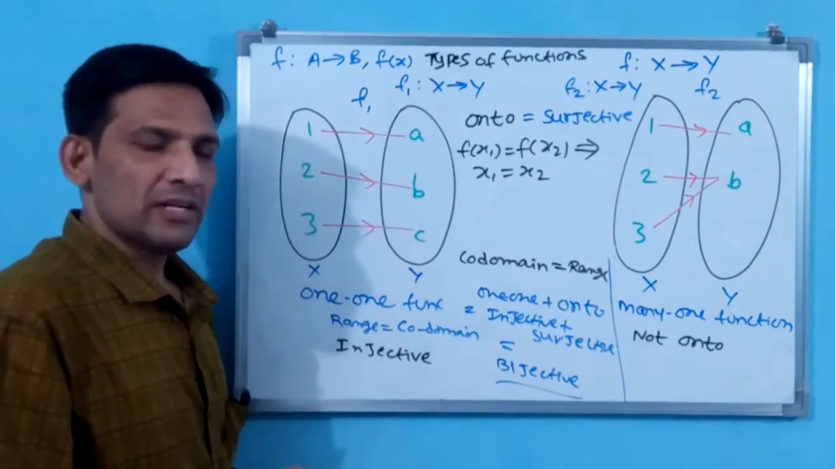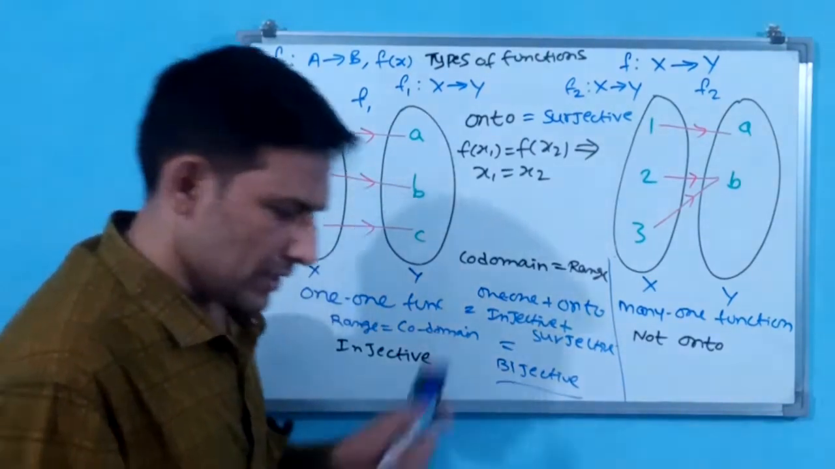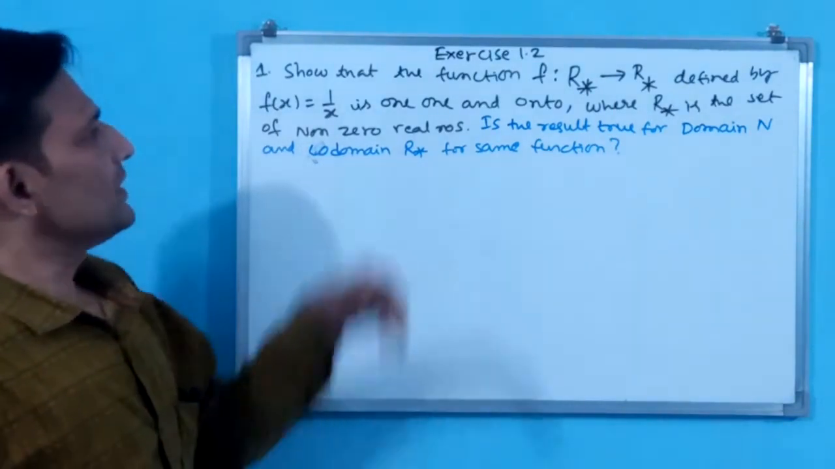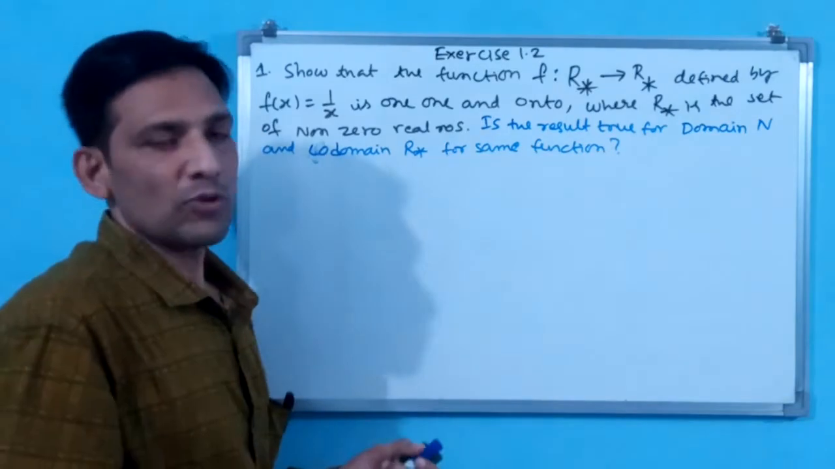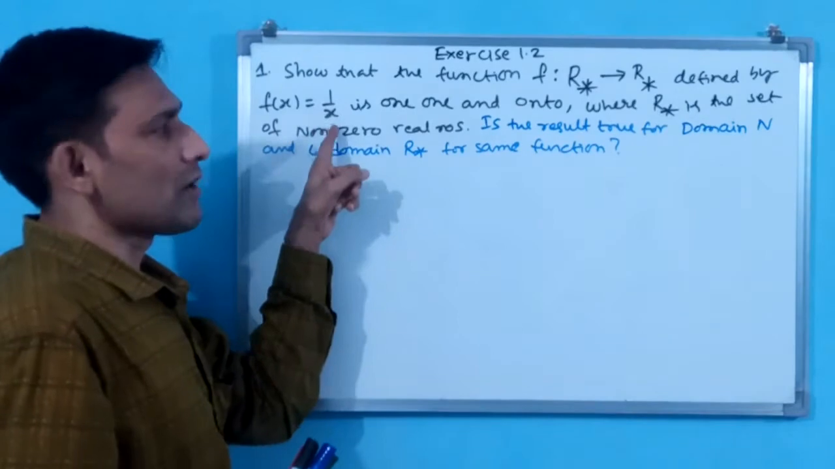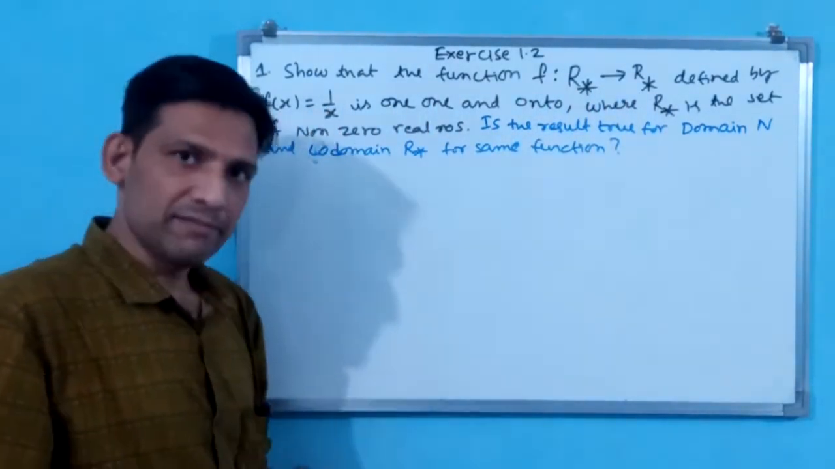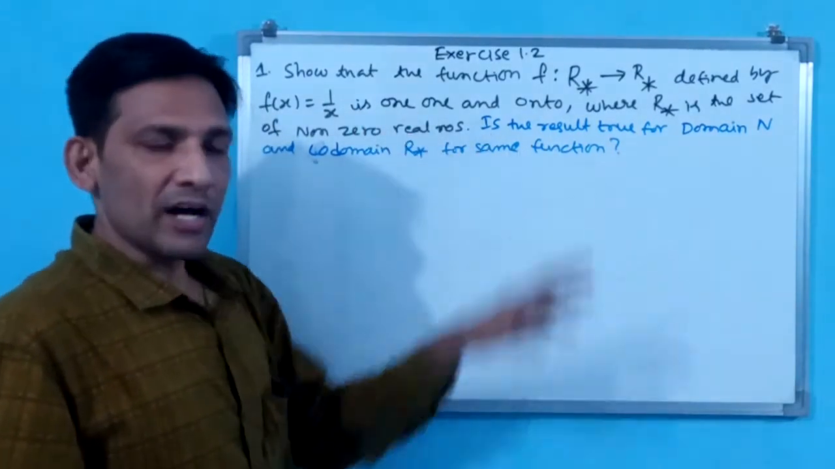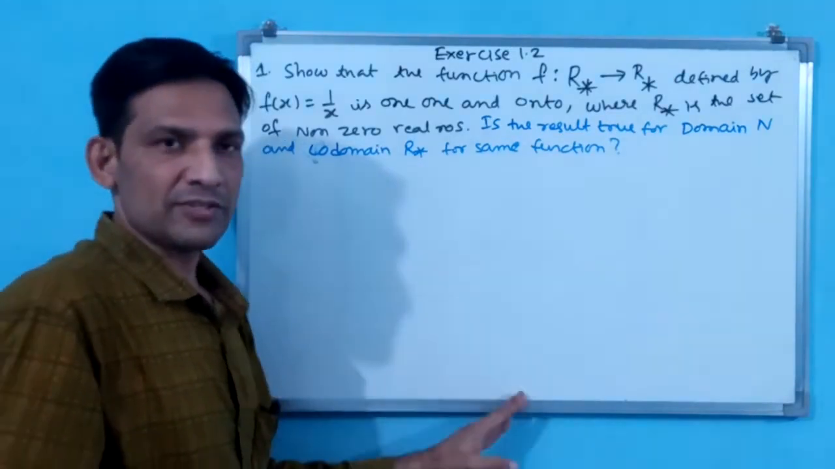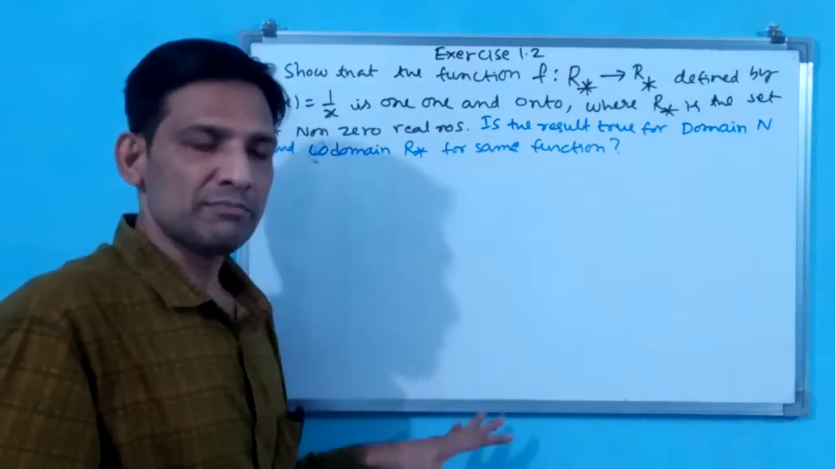We do questions, then you are going to understand the concepts more elaborately. See exercise 1.2, first question. Show that the function f from R star to R star, defined by f of x is equal to 1 by x, is one one and onto. See, this is a relation and this is a function. That means we have to show that this is bijective. Why? Because one one means injective, onto means surjective, injective plus surjective means bijective.